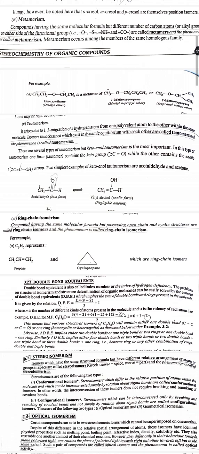Ring chain isomerism. Compounds having the same molecular formula but possessing open chain and cyclic structures are called ring chain isomers, and the phenomenon is called ring chain isomerism. For example, C3H6: propene and cyclopropane are ring chain isomers.